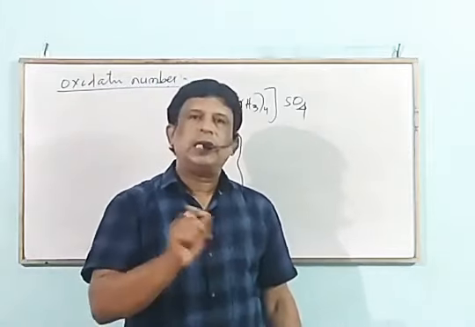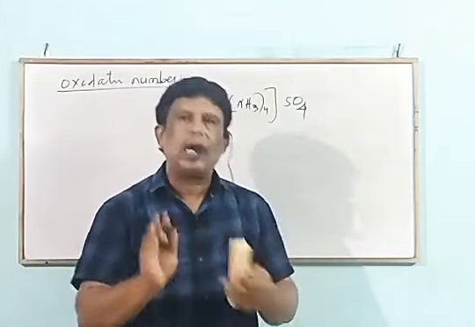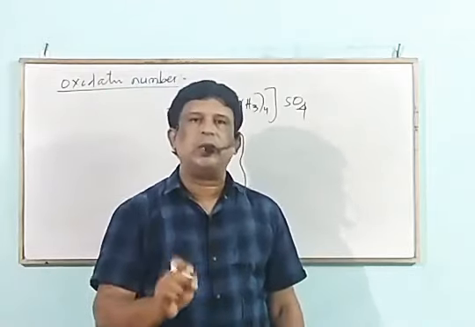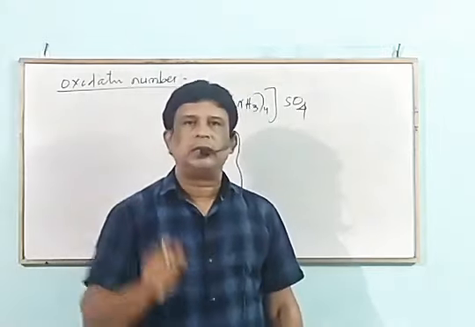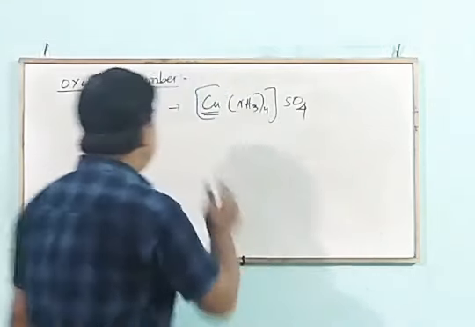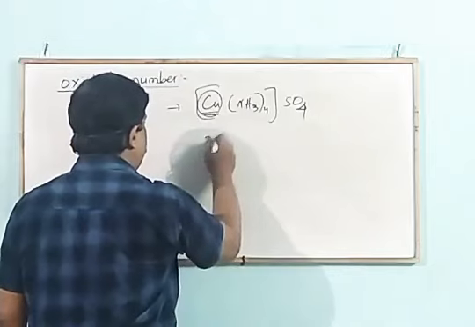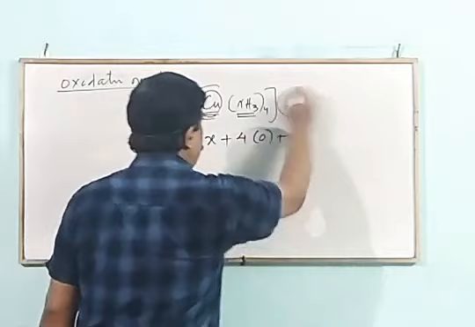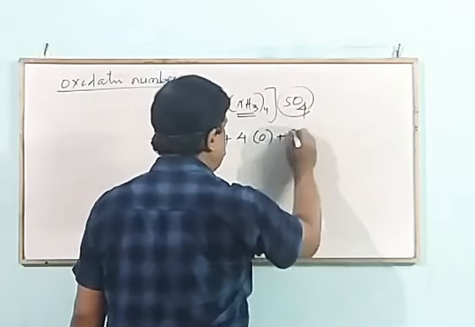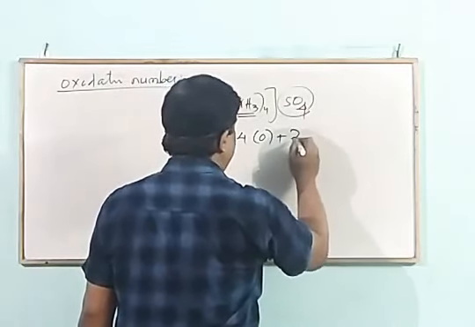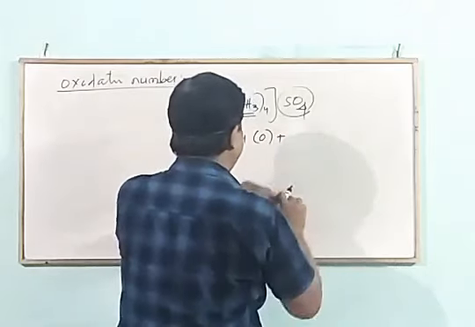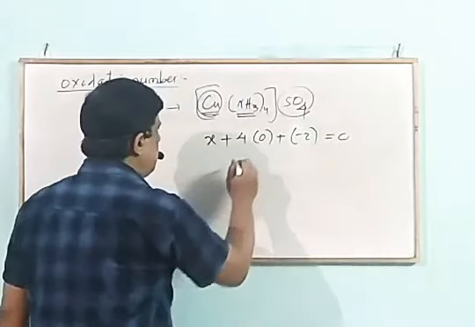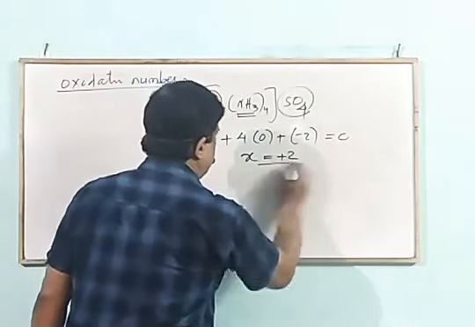Next point, oxidation number of ligands. If neutral ligands are there, then it is 0. If a charged species is there, then its oxidation number is equivalent to its charge. Mark that. For example, we have to calculate the oxidation number of copper, let it be X. Four neutral ligands give 4 into 0, plus sulfate ion SO4 2 minus, so 1 into minus 2. As the complex is neutral, the sum is 0, so X is equal to plus 2.